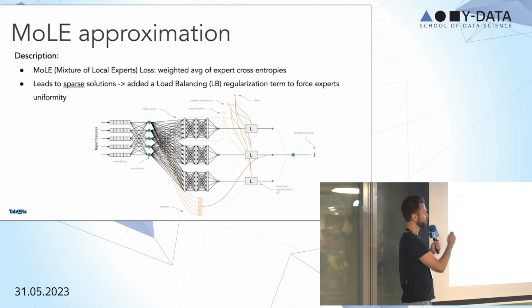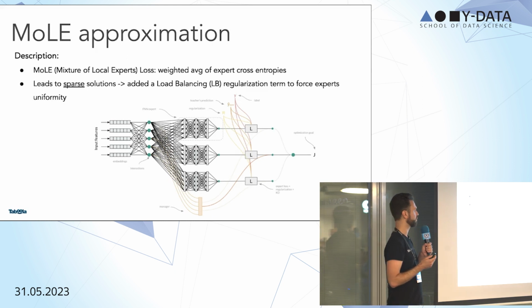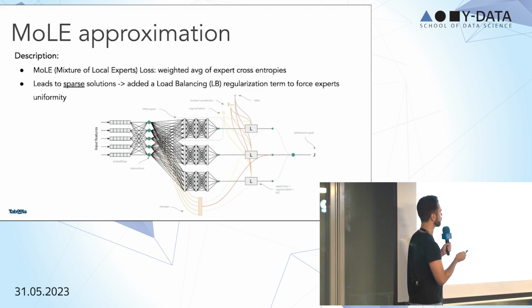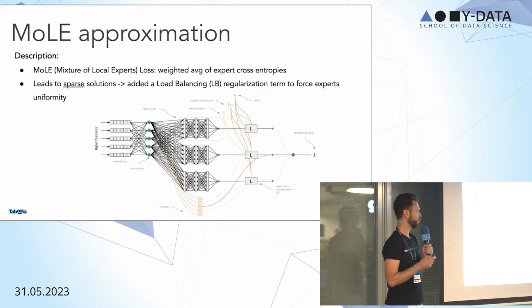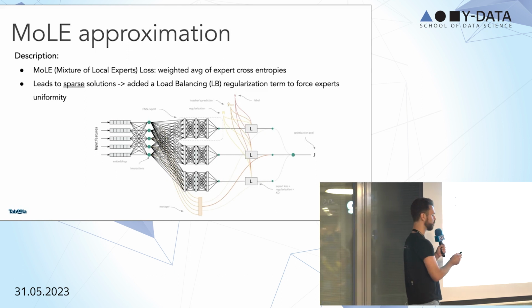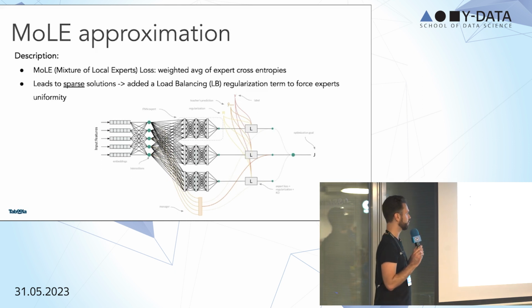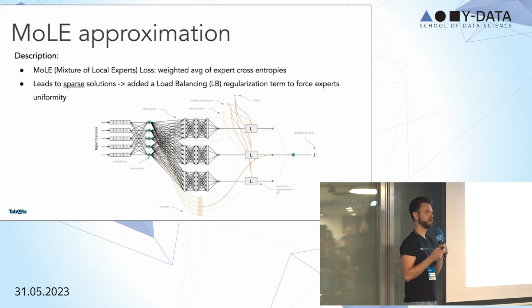So it's not really good for us, this sparse expert property, because we want all of the experts to participate, so we can compute a standard deviation over all of the experts. So we add a load balancing regularization term to force the experts to be more or less uniform, the weights that the manager gives them to be more or less the same, so they all participate, and then we can compute the standard deviation between these scores, and it will be meaningful for our purposes.